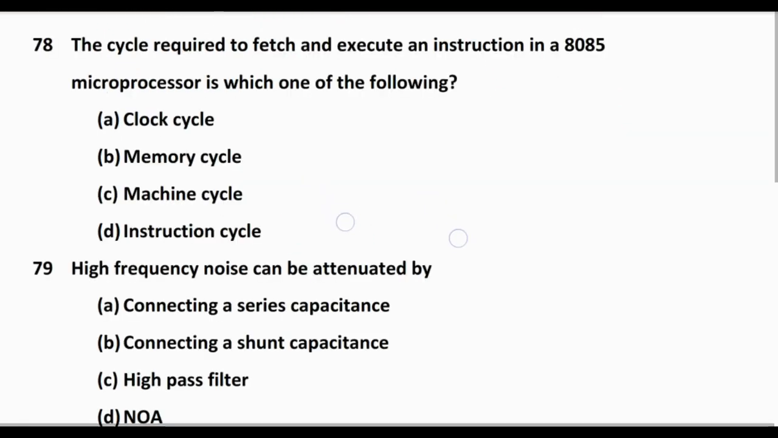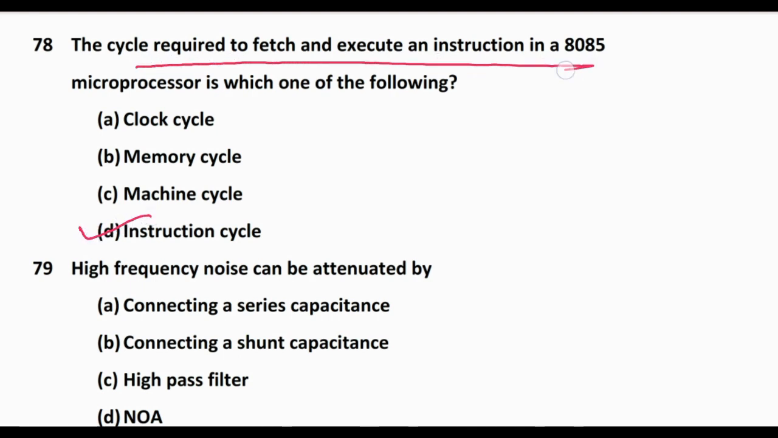Next question is question number 78. The cycle required to fetch and execute an instruction in an 8085 microprocessor is which one of the following? Clock cycle, memory cycle, machine cycle, instruction cycle. So this is instruction cycle. This is the definition of instruction cycle, and here memory cycle and machine cycle are the same.